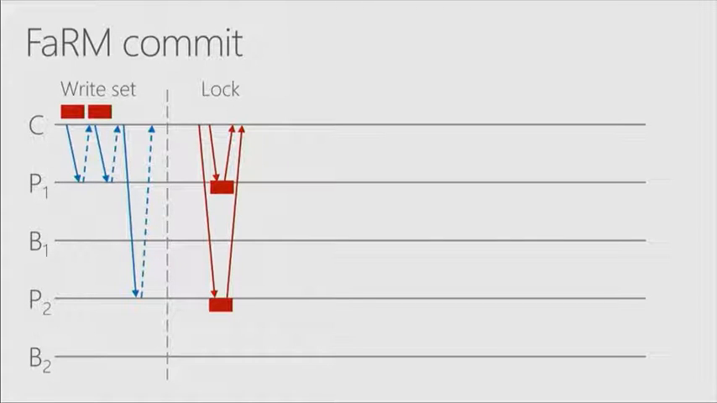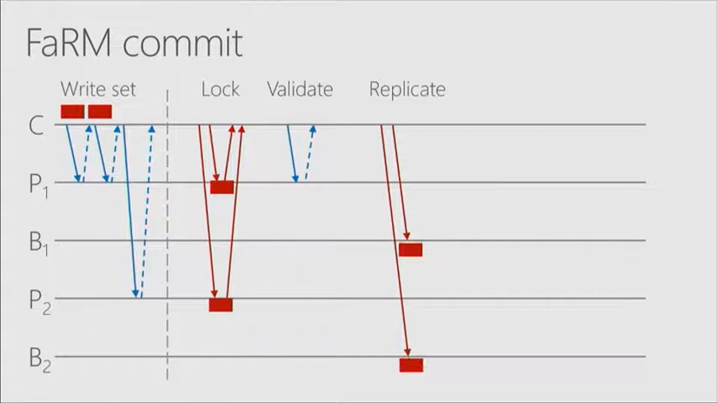If all the locks are acquired, the coordinator proceeds to validate the read set. Validating the read set means reading the versions of the objects that have been read but not written in the transaction, and this is needed to ensure that the objects haven't changed since they were read during the execution of the transaction. If validation succeeds, if none of the versions have changed, then the transaction can proceed to replicate the logs. This is done by issuing one-sided RDMA writes to the backups of the objects that are updated by the transaction.